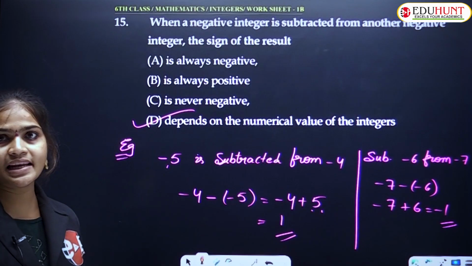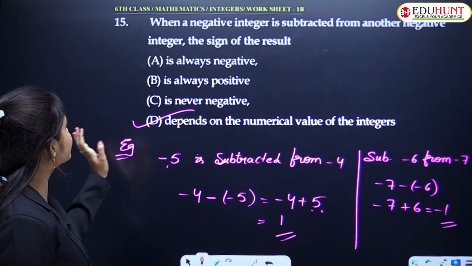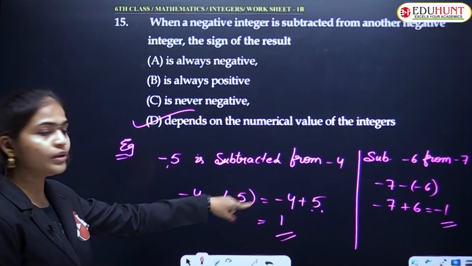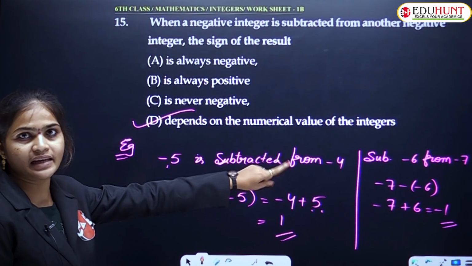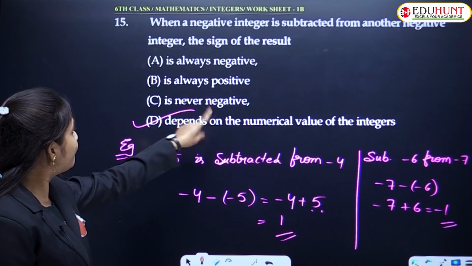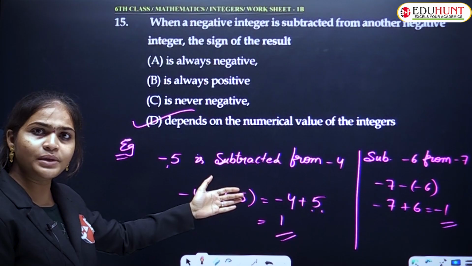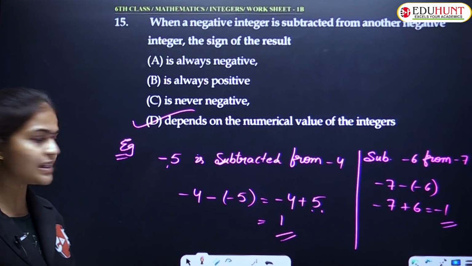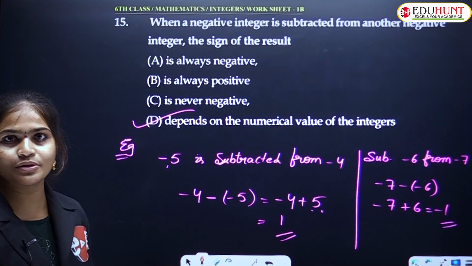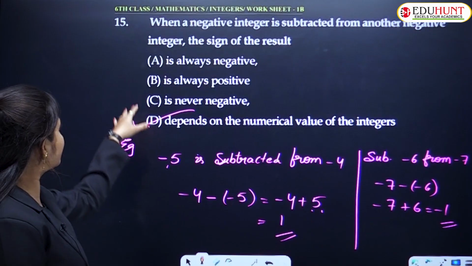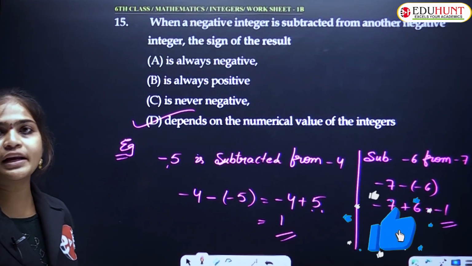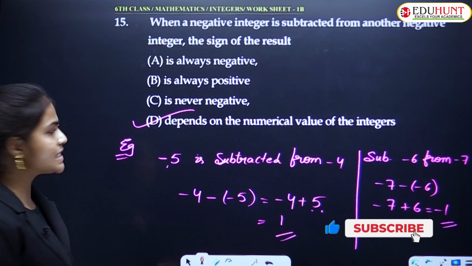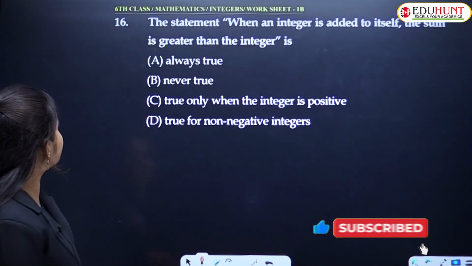Which option is correct here? Option D is correct. Is always negative? No, here we are getting positive also. Is always positive? No, there we are getting negative also. Never negative means positive only, right? But here we are getting a negative value also. That's why these three options are wrong. Which option is correct? Depends on the numerical value of the integers. Understand? Yes. Next, the 16th one.